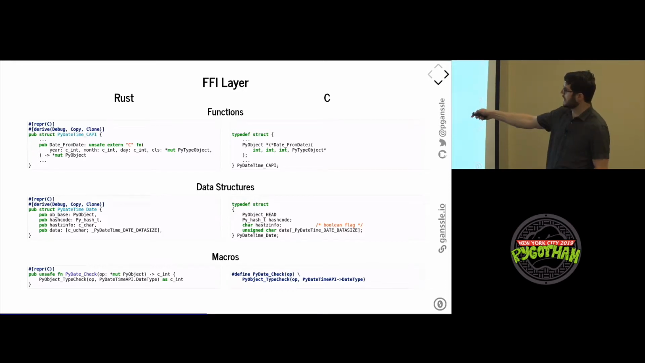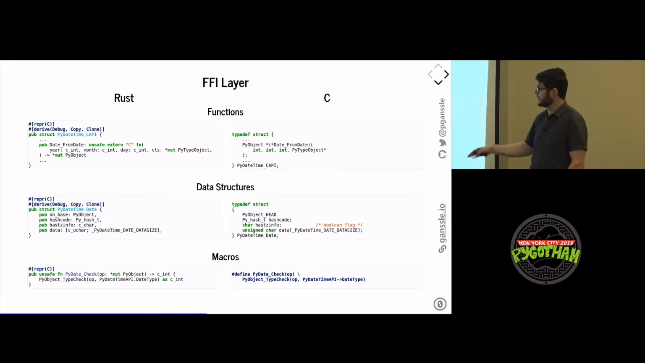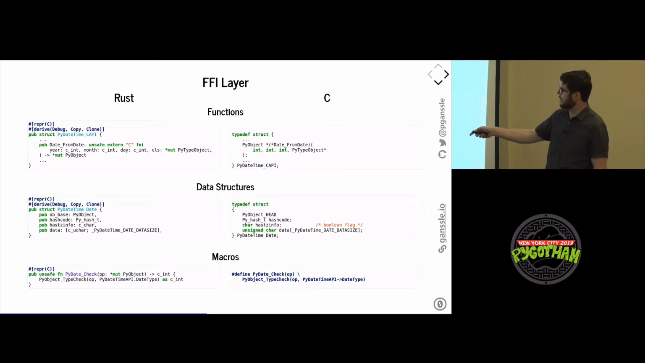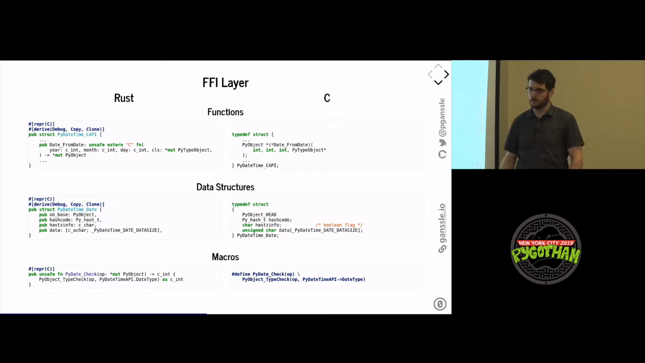So I have this on the FFI layer. You wrap all the functions, and then you declare all the data structures. You have to declare the exact same data structures as they are represented in memory. That's what this, I think, wrapper C or something like that. And then finally, all the macros. This is the most annoying part. All the macros in C don't translate, so you have to just manually rewrite the macros if you want the same API.